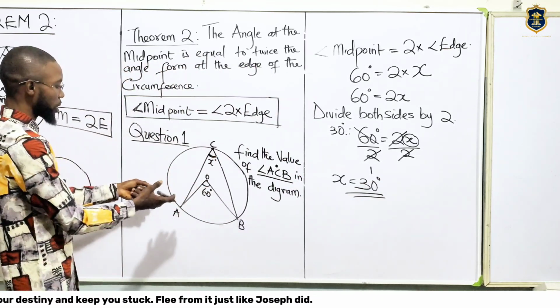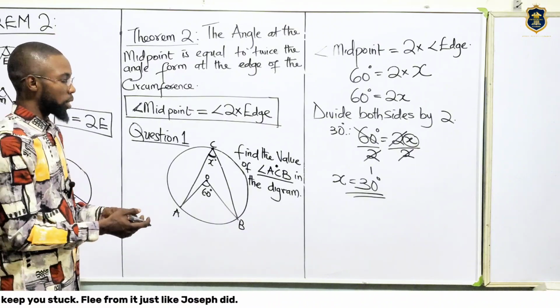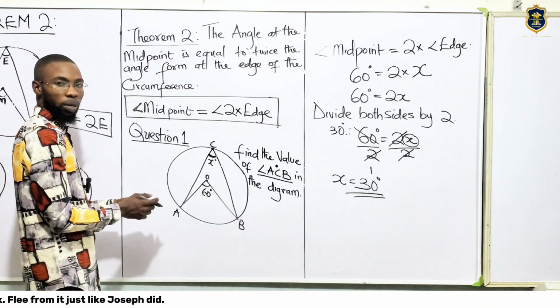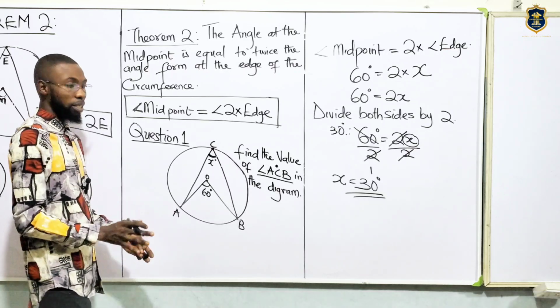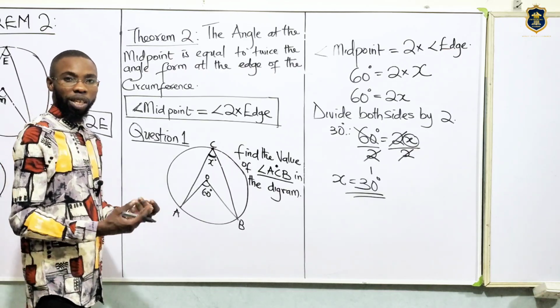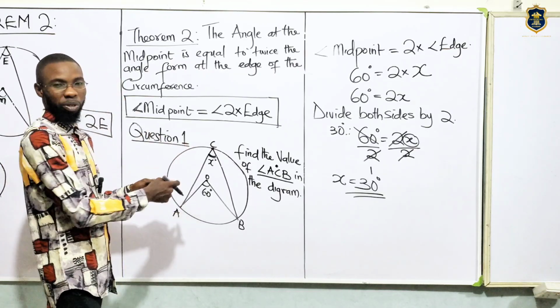We have an angle like this. We are meant to solve the other angle, knowing fully well that this angle is twice the value of this. That's the simple answer to this. Let me show you another question regarding this.